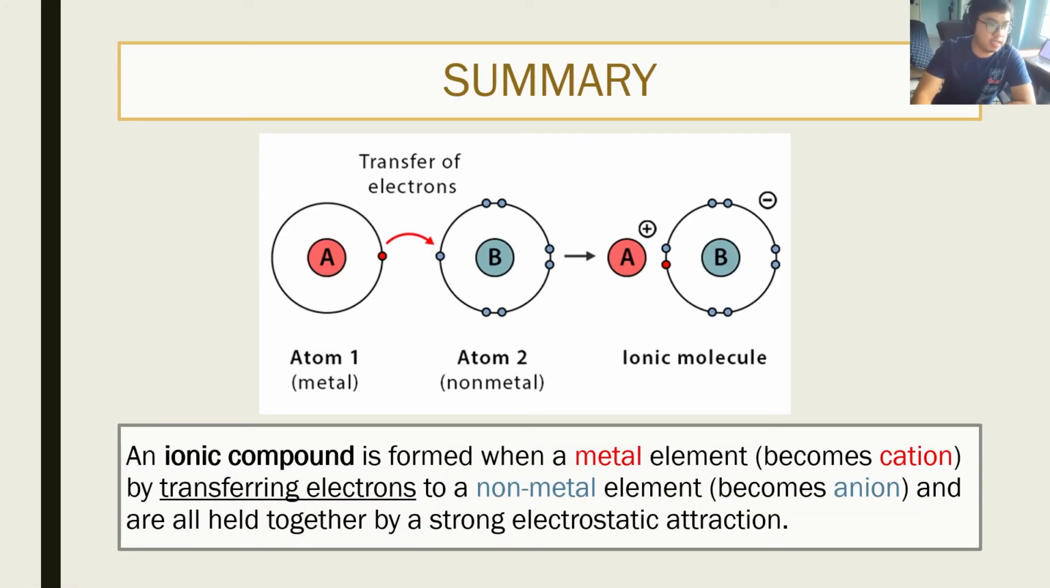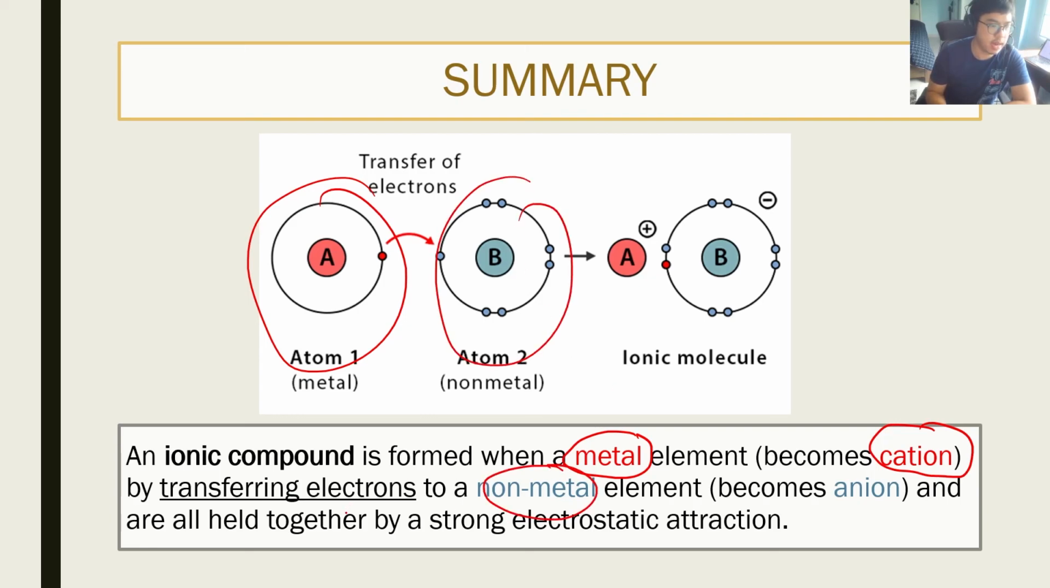Okay, so to summarize, an ionic compound is formed when a metal, usually this metal, and metals become cation, positive ion, so this one here, forms a bond with non-metal, which is the anion, by transferring electrons, and they are held together by strong electrostatic force of attraction.